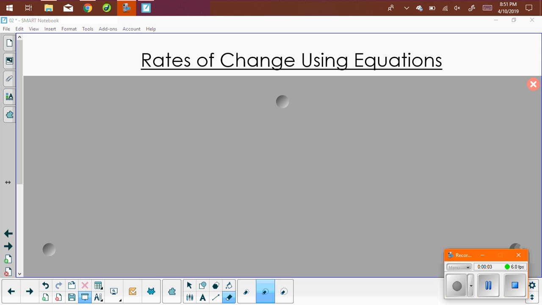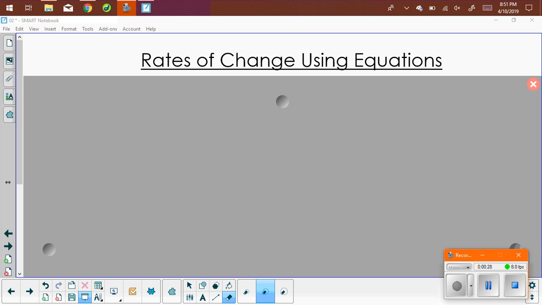Good morning, everyone. So yesterday we reviewed rates of change and talked about them graphically: what a secant line is, what a tangent line is, how to draw a tangent line, and get the instantaneous rate of change that way. Okay, so in advanced functions, you also would look at how to do that algebraically, right, using the equations. So that's what we're going to be reviewing today and extending a little bit.